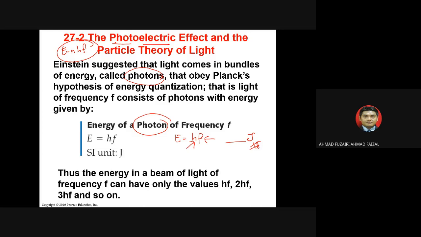Thus the energy in a beam of light of frequency f can have only the values hf, 2hf, meaning that this is n equals 1, this is n equals 2, and this one is 3hf, and so on. So you cannot have energy at 1.5 hf, for example, or 2.5 hf. It must be in exact amounts of 1, 2, 3, and so on. That's why the number of photons cannot be a decimal.